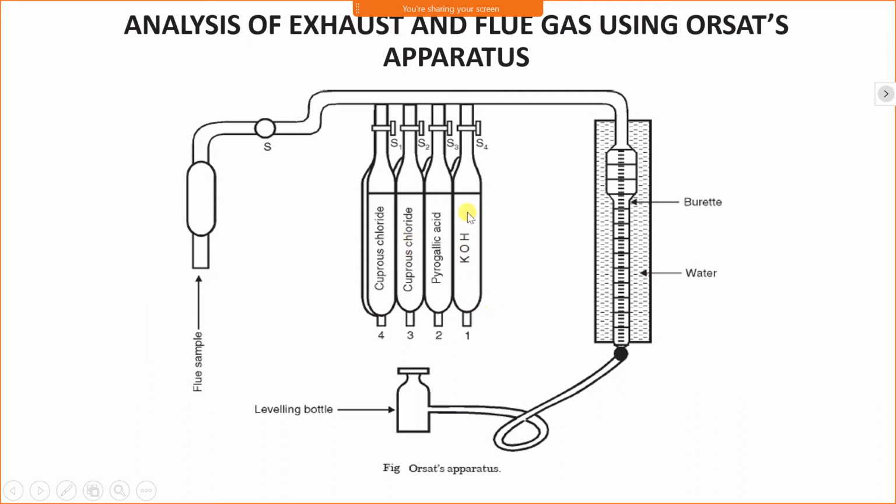Now pipette 1 is connected with the cork S4, 2 is connected with S3, 3 is connected with S2, and the 4th is connected with S1. Okay, the order of pipette and cork is different. Now this is a valve.